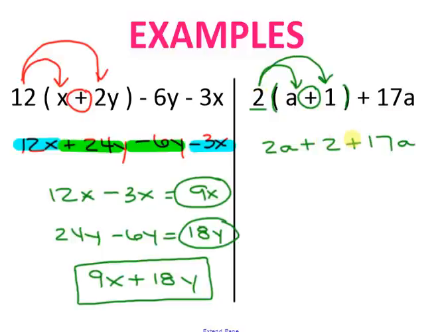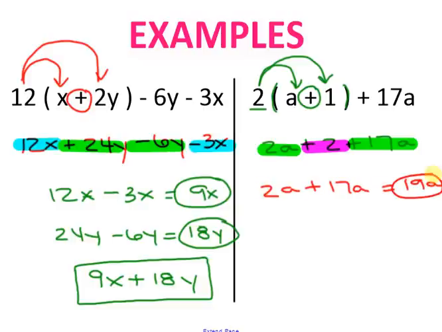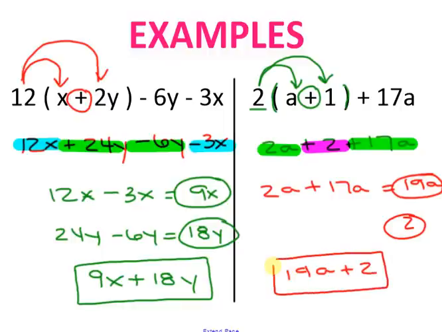Plus 17a. Okay, let's highlight our like terms. So here's 2a plus 17a. And then here's a plus 2. All right, so we have 2a plus 17a. 2 plus 17 is 19a. So he's part of our final answer. And then the 2 is just by itself. So the order is 19a plus 2 because the numbers by themselves, the constants, always go last.